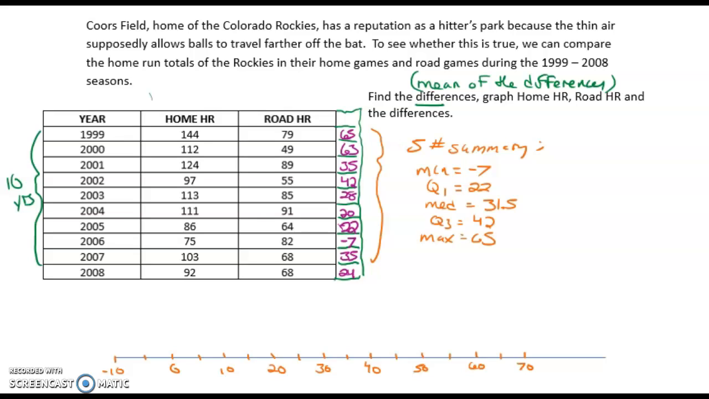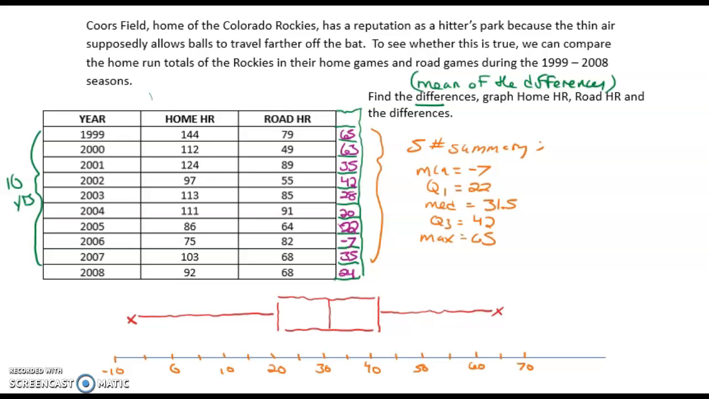So if I start plotting, the minimum is going to be -7. You're going to be right in here. Q1 is 22, so you're going to be right about there. We got 31.5, it's going to be up here. We got 42, which is going to go there. Go ahead and connect the box while we're here. And then we got a max of 65, so you're going to be right about there. So whisker, and whisker. All right, again, very much caveman style.